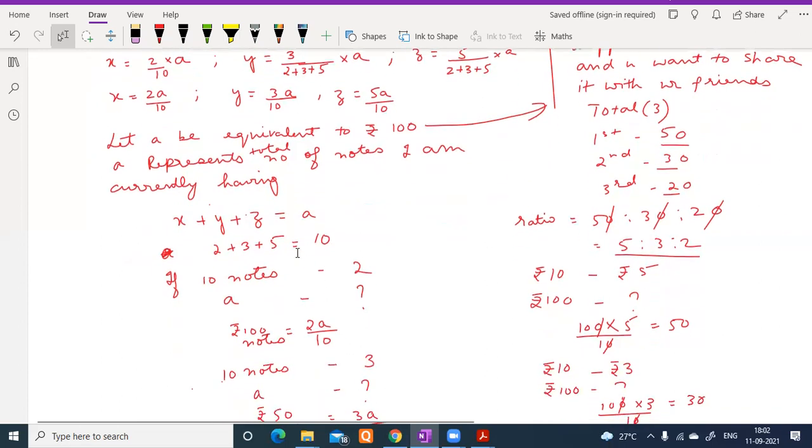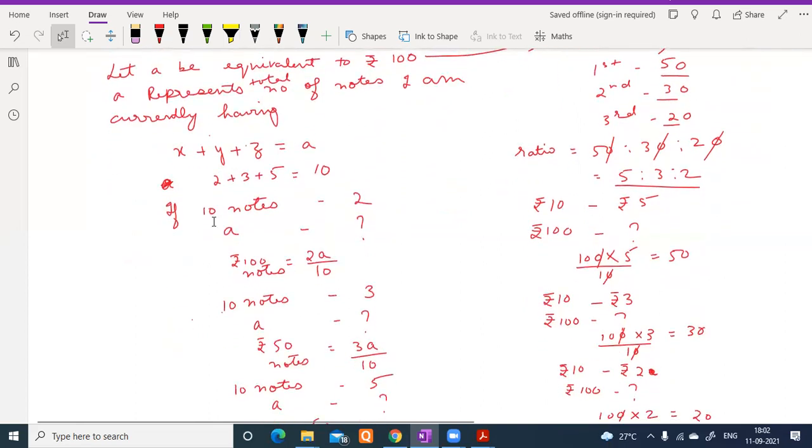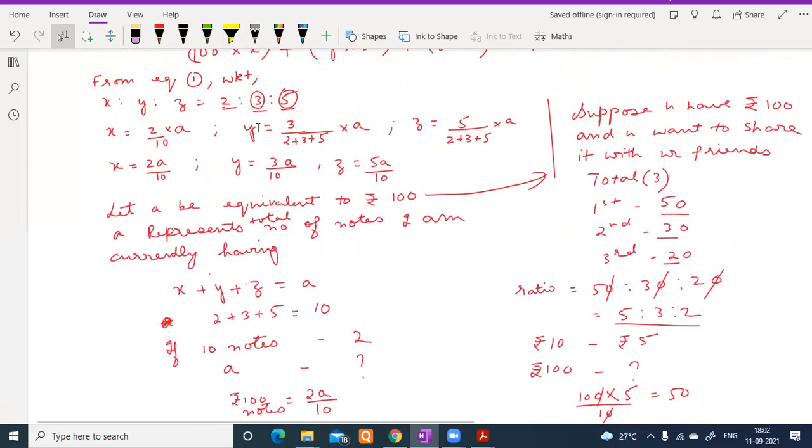Okay, so that's what I have done. X 100 rupee notes, Y 50 rupee notes and Z 10 rupee notes. If I add all of them, X, Y and Z, I will get A, right? That is as obvious as that. So now if I have 10 notes, why did I get 10 notes? Because they've given 2 is to 3 is to 5. So I added all of them, that is 2 plus 3 plus 5, and I get 10.